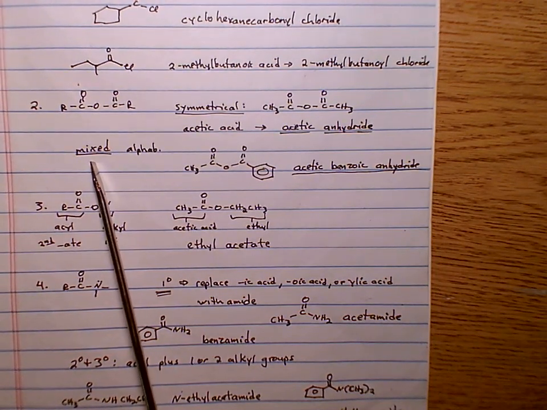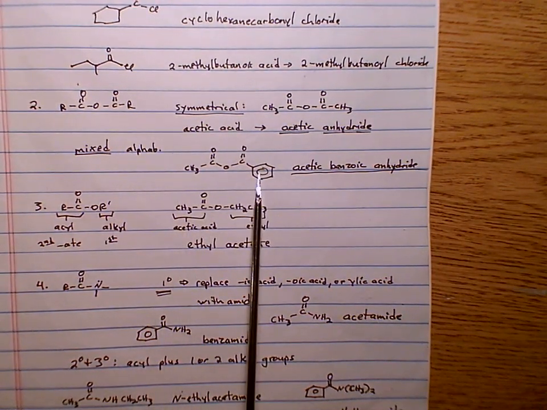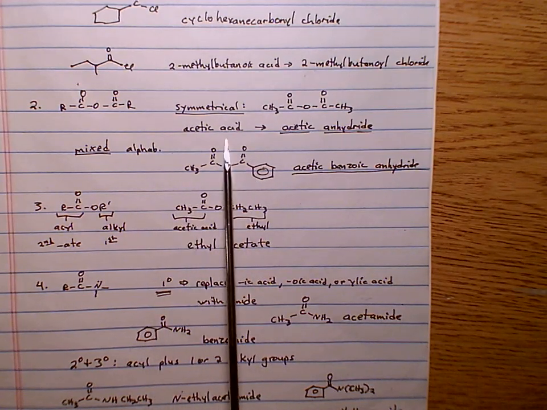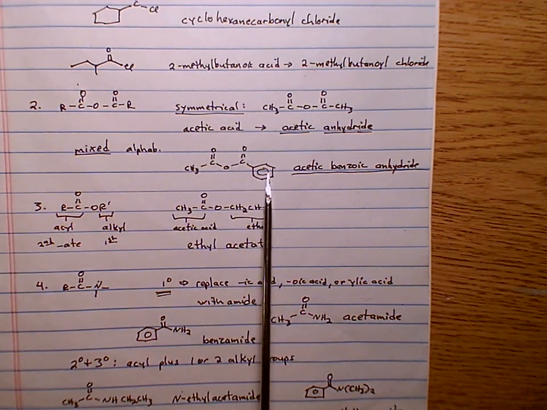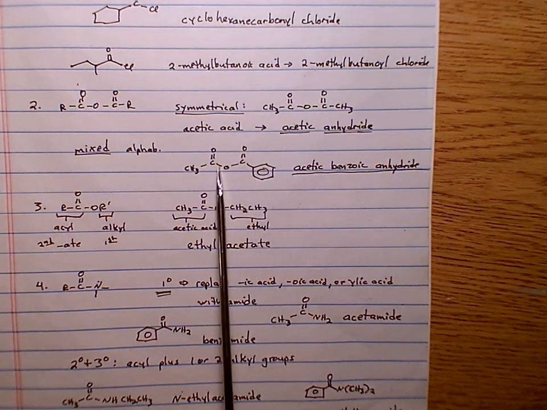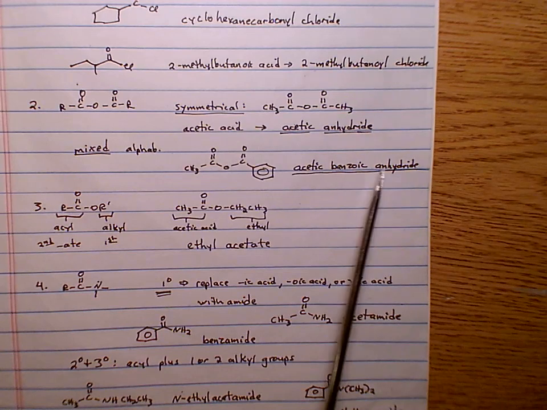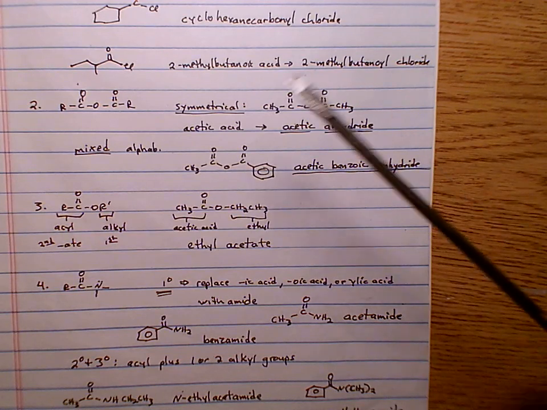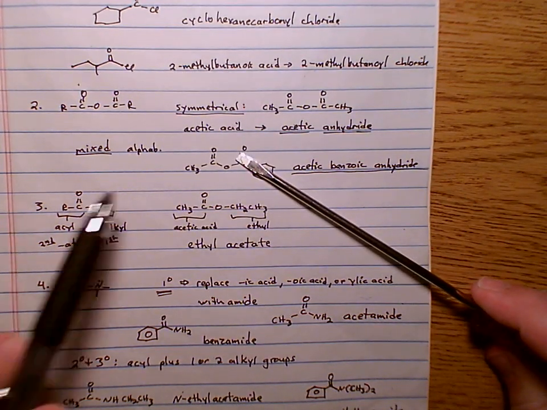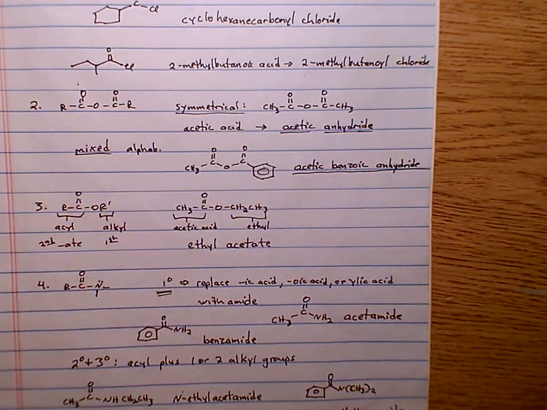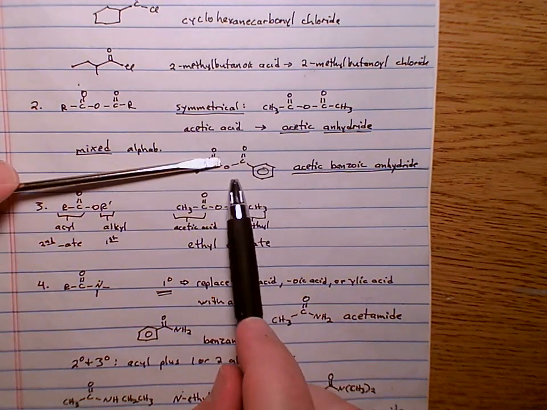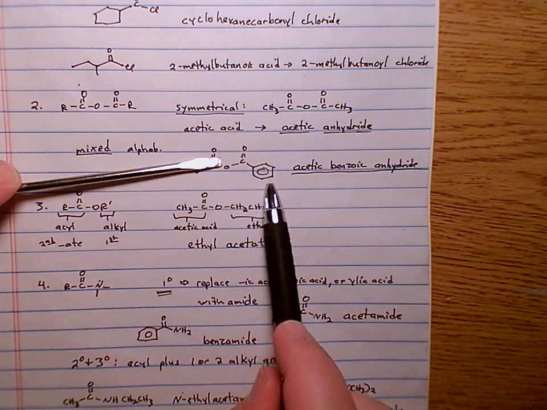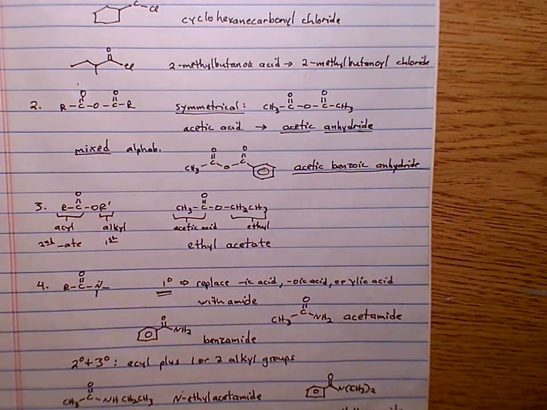If you have a mixed, an unsymmetrical anhydride, we know that, okay, this is our acid group, so that would have been acetic. If this were an acid, this would be benzoic acid. So this becomes acetic benzoic anhydride because we do it alphabetically. So you look at the two halves of the molecule. If this part here were an acid, it would be acetic acid. So we've got acetic. If this part here were an acid, it would be benzoic acid. So we've got benzoic: acetic benzoic anhydride.